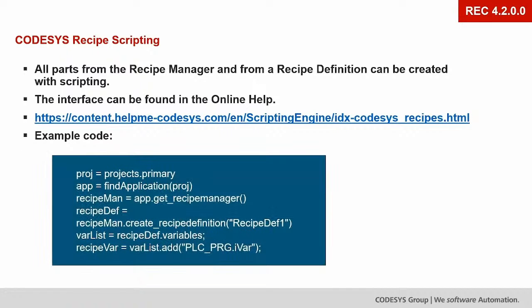In the example code, the primary project is determined first, the application is searched, and the recipe manager is created or returned from the application. Then a recipe definition with the name recipe-def1 is created for the recipe manager and a variable is added to the variable list of the recipe definition. If you create projects via scripting, this is now also possible for the recipe management.